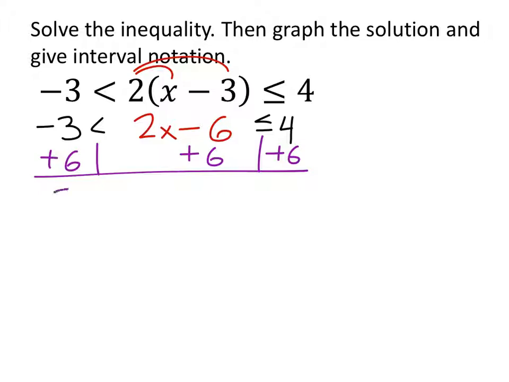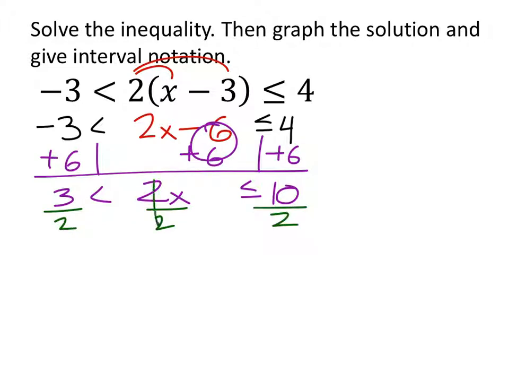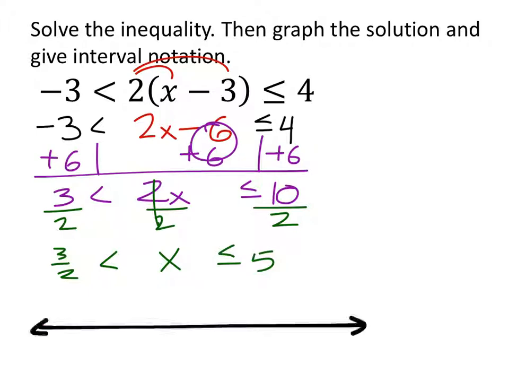So negative 3 plus 6 is 3, which is less than, now it's just 2x, because the 6 is zeroed out there, and that's less than or equal to 10. Finally, we'll divide all of these by 2. Why? To get 1x. So I've got 3 halves is less than 1x, which is less than or equal to 5. So what does this look like on a number line? Well, the 3 halves and the 5 kind of represent the equality part of this, okay? So 3 halves would be about right here, and 5 somewhere over in this direction.